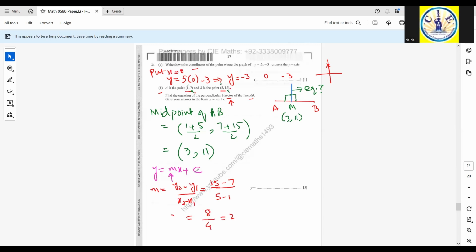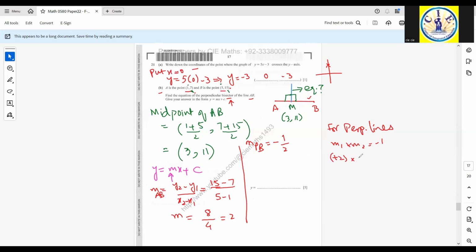The gradient is 2, but that gradient is of this line AB. So this is the gradient of AB. For the gradient of the perpendicular bisector, this has to be the negative reciprocal. So negative 1 by 2, because we know that for perpendicular lines, m1 times m2 is equal to negative 1. So let us say that m1 is the slope for AB, that is positive 2.